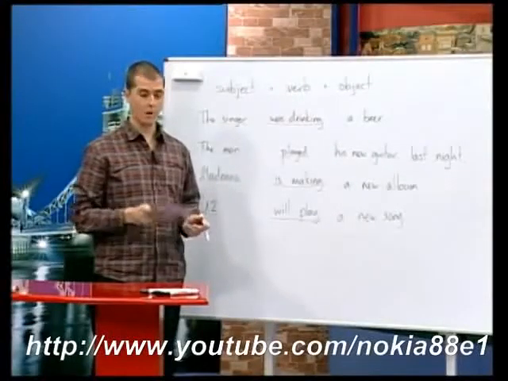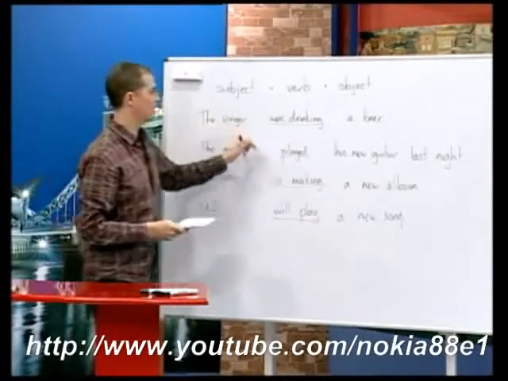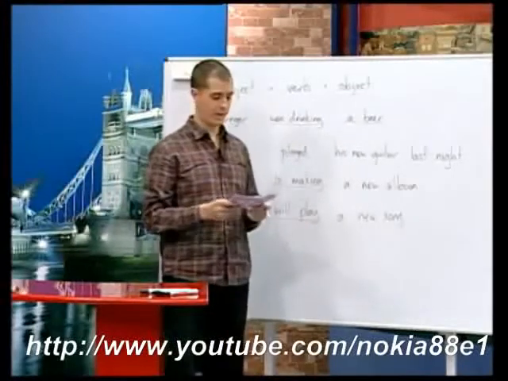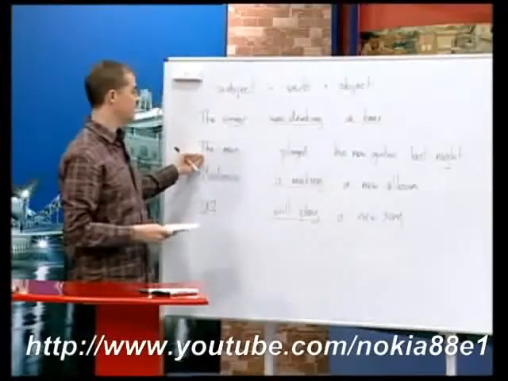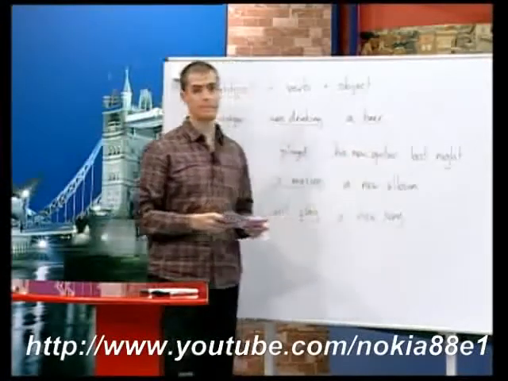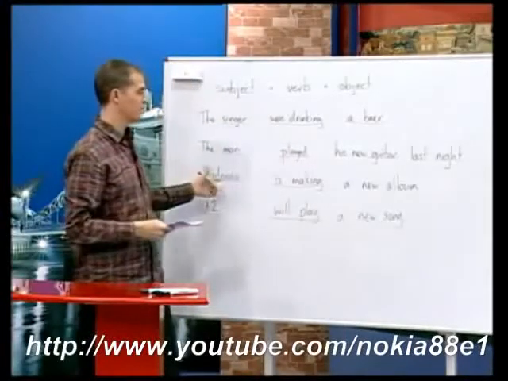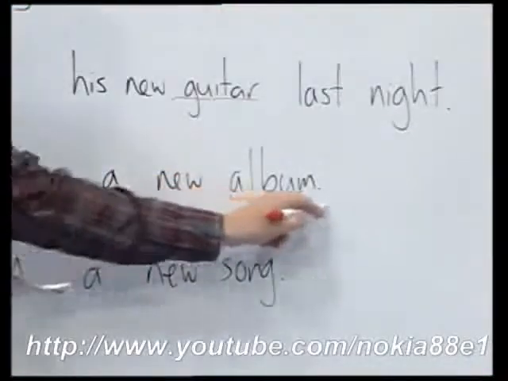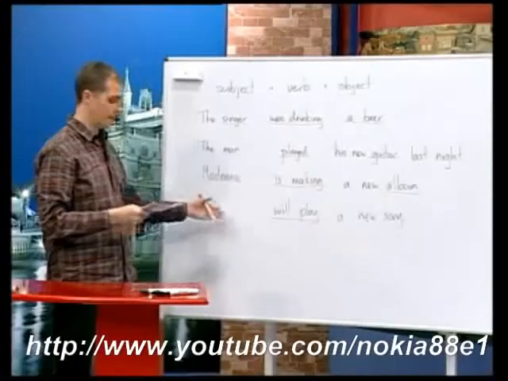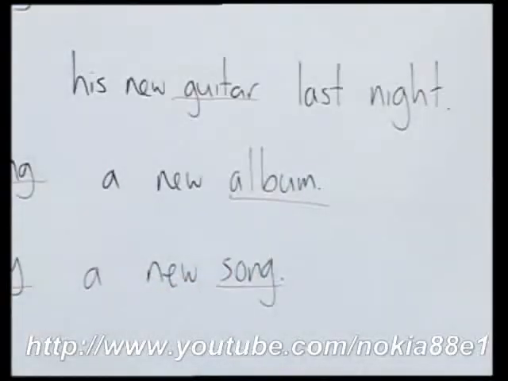Now let's look at the objects. In the first sentence, the singer was drinking a beer is the direct object. In the second sentence, the man played his new guitar is the direct object. The third sentence, Madonna is making a new album. And the last sentence, you two will play a new song is the object.